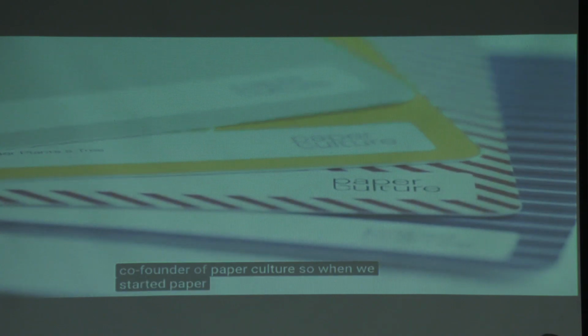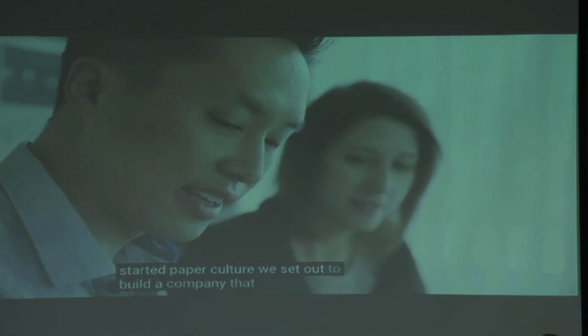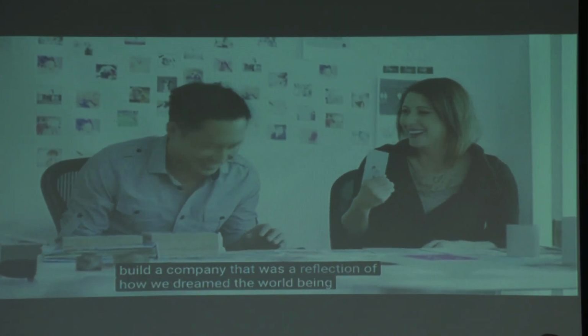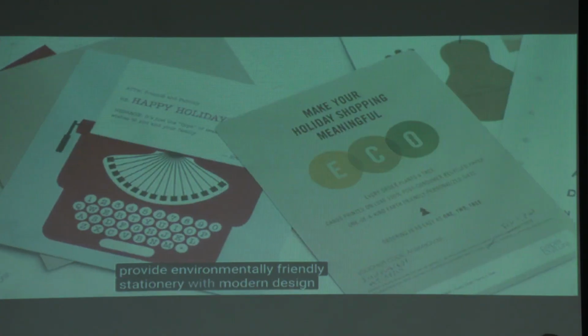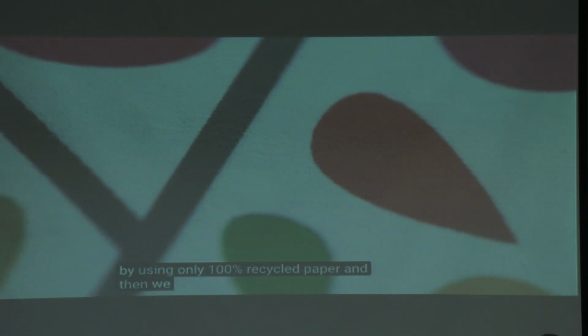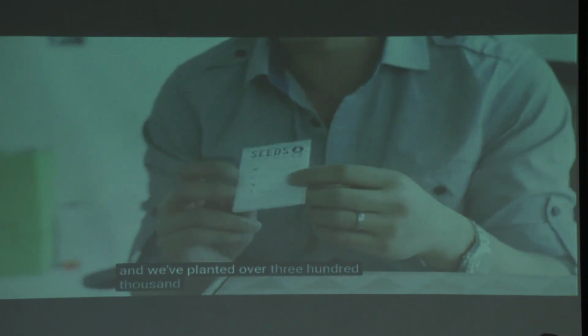So when we started Paper Culture, we set out to build a company that was a reflection of how we dreamed of the world we knew. We provide environmentally friendly stationery with modern design. We do that by using only 100% recycled paper. And then we plant a tree with every order. And we've planted over 300,000 trees to date.